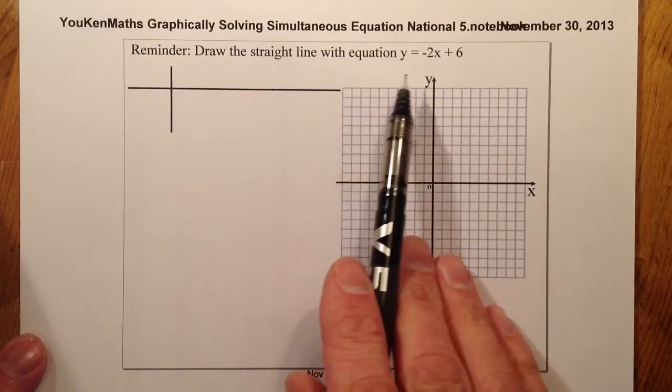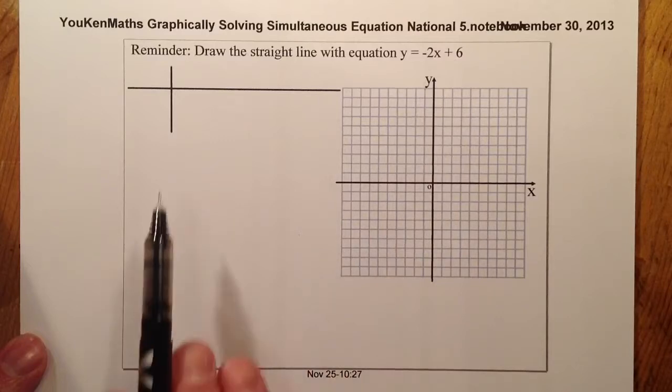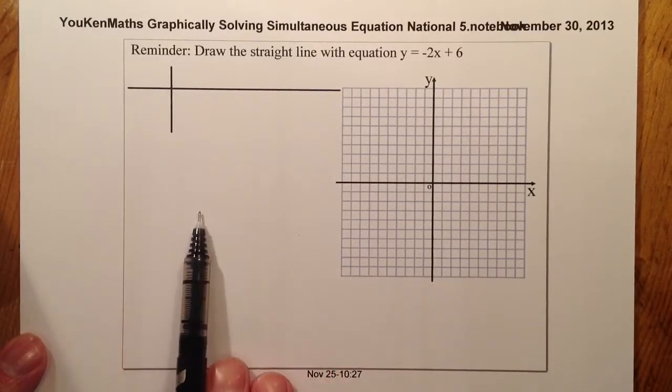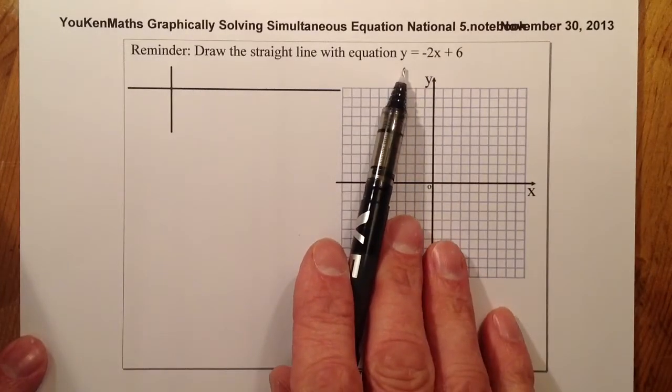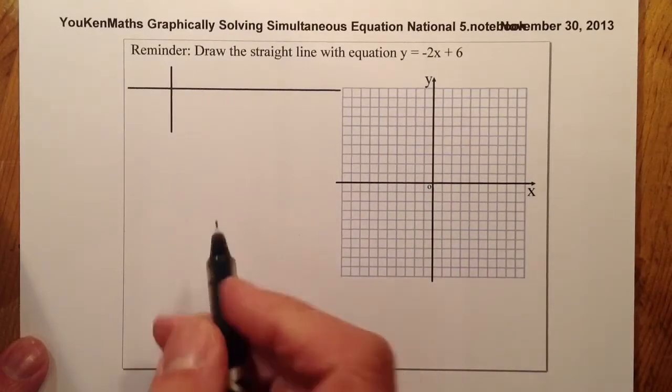Okay, so let's draw this line here. So we're going to draw this straight line with equation y is equal to minus 2x plus 6. I'm going to use a table method first, gathering some points together, and then I'm going to show you a different way of doing that as well that might help you when the equations aren't nice and neat like this one here. Okay, so let's go ahead.